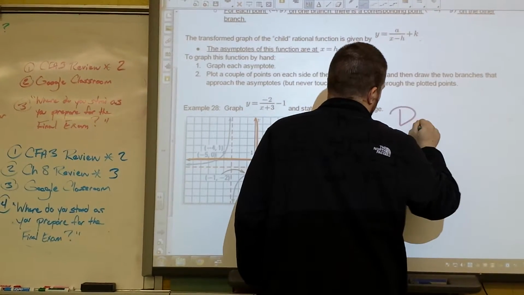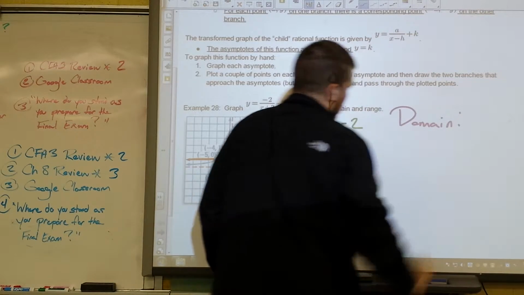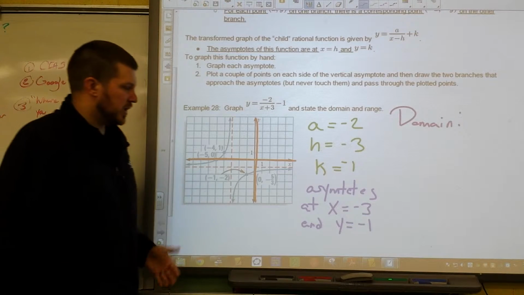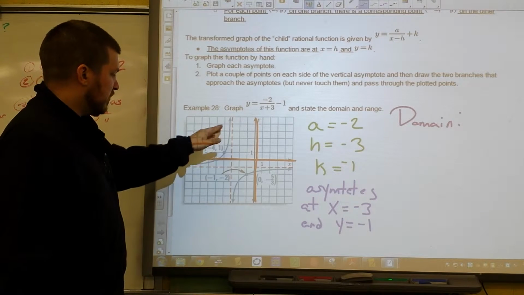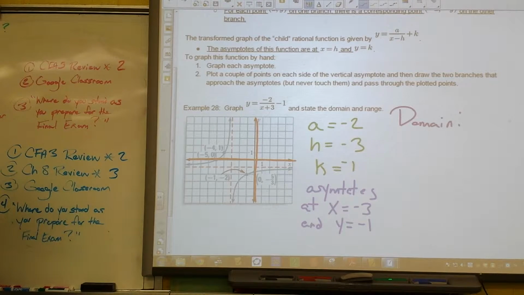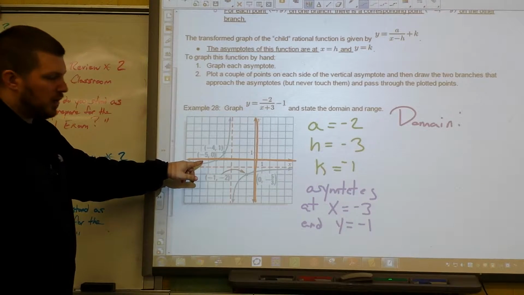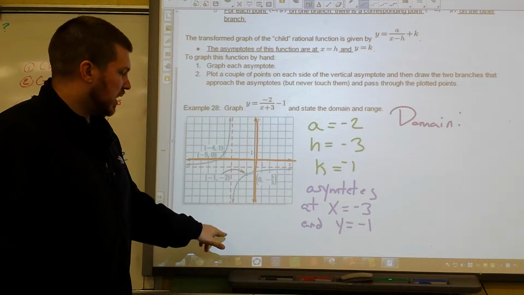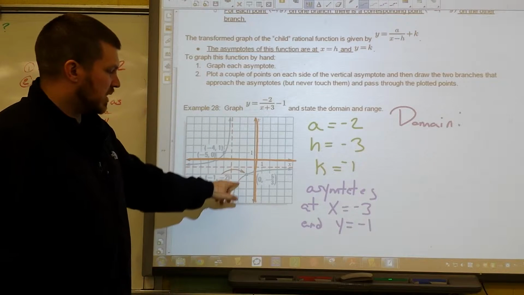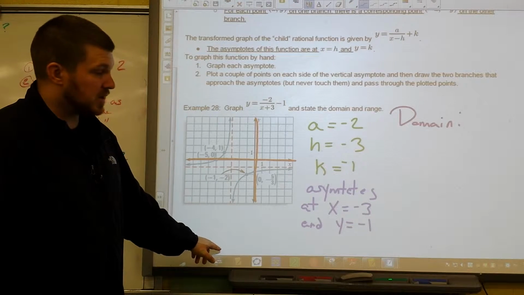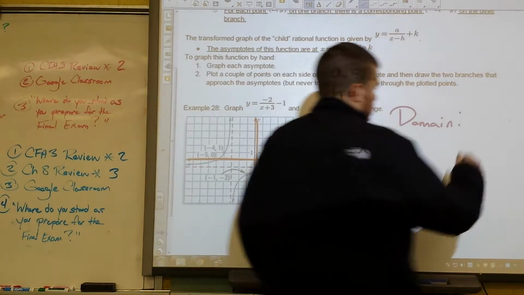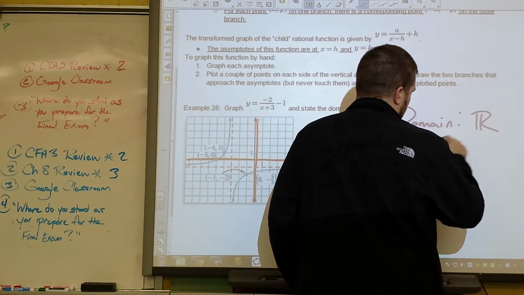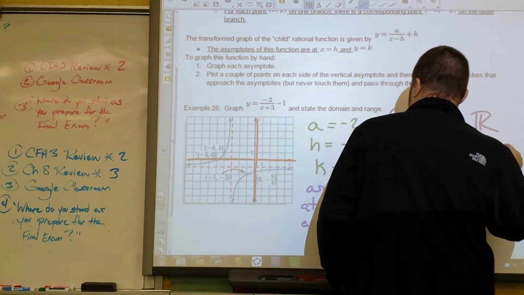Okay, so the domain. When we talk about the domain of any function, we're thinking about its x values, or the input values. Typically, we're using x. So as I go to the left on this branch, it looks like everything's fine. I can go as far to the left on this particular branch of the hyperbola as I want to. But on this branch, as I go to the left, I'm approaching that line, x equals negative 3. I can never get to that line, because it's an asymptote. So the domain is all real numbers, except x equals negative 3.